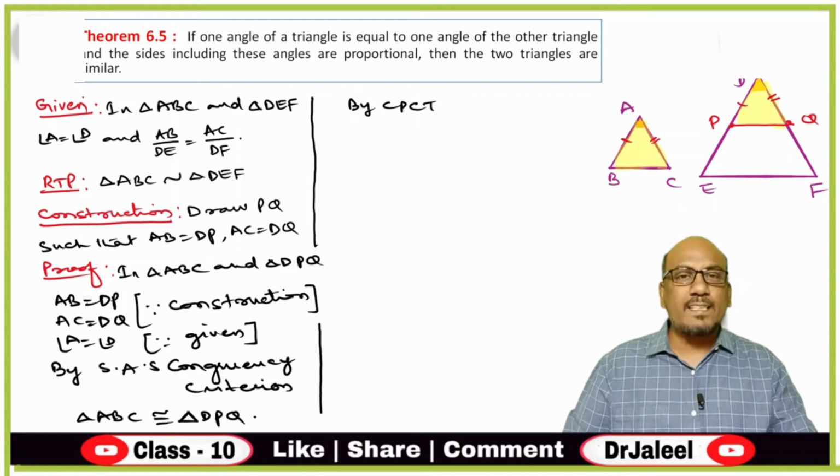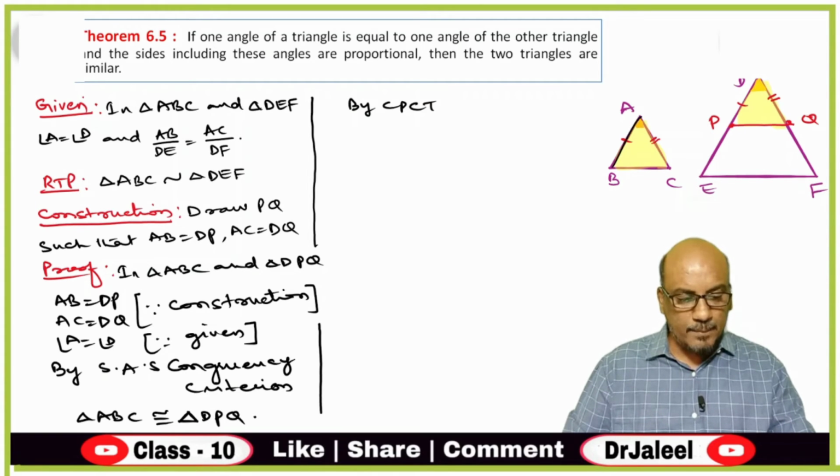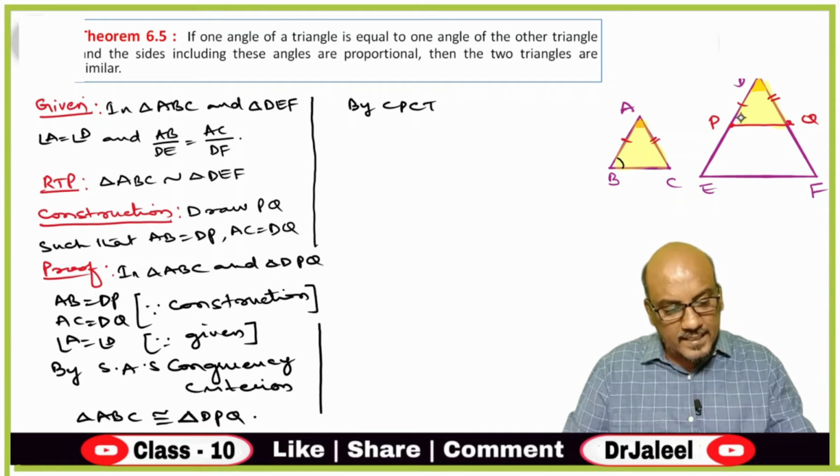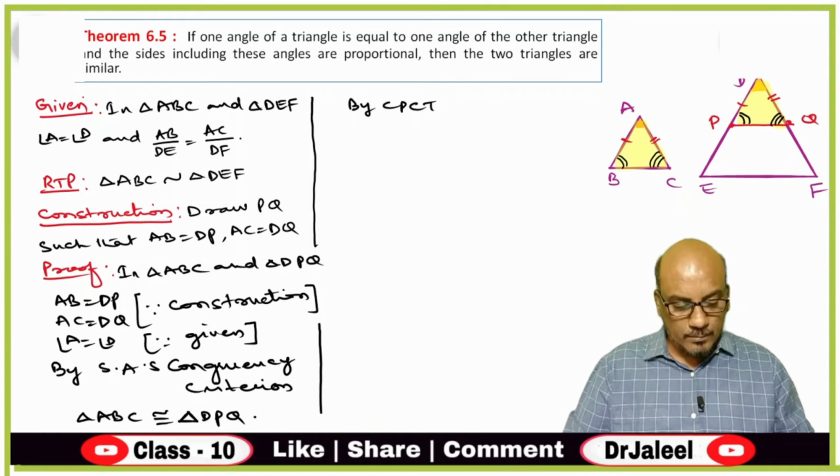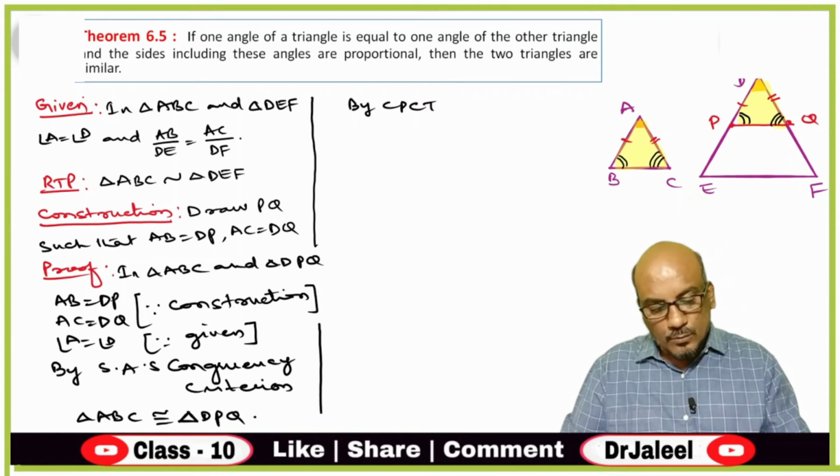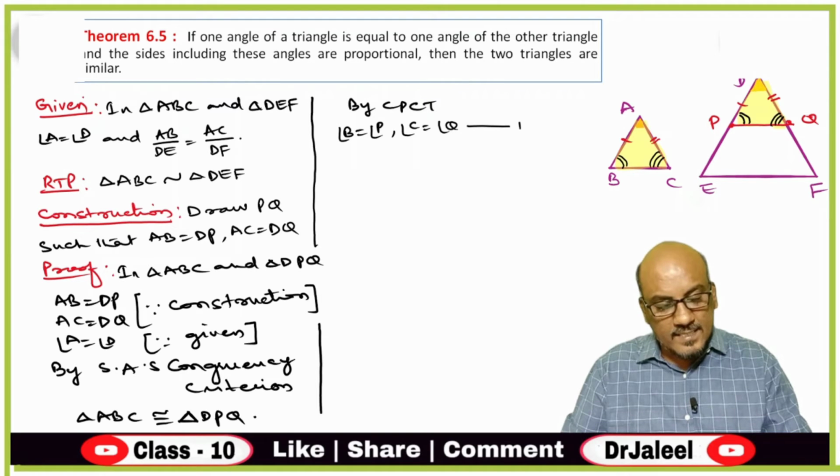So children, what are the corresponding parts you can take? You can say AB is equal to DP, AC is equal to DQ, BC is equal to PQ, and angles are also equal. But I will not take all this stuff. I am just going to take these two angles. Angle B is equal to angle P. Same way, angle C is equal to angle Q. I am taking just these two because I need them badly here. What is that? Angle B is equal to angle P, angle C is equal to angle Q. Let us name this as first equation.